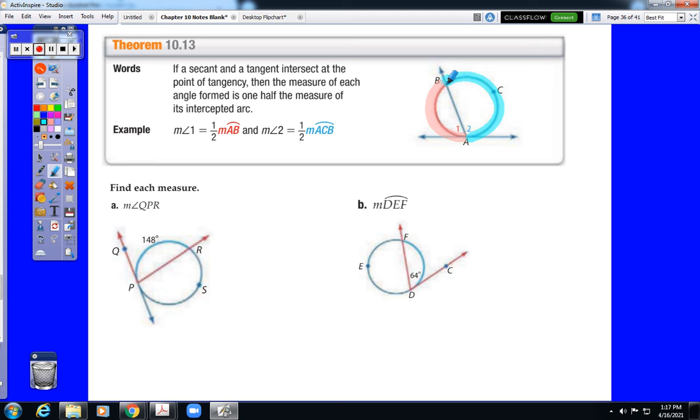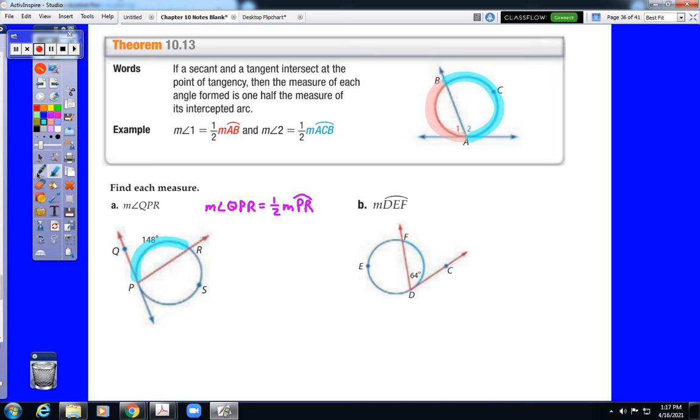Okay, so all we need to do is realize that the arc is twice the angle, that the angle is half of the arc. So a couple examples again: the measure of angle QPR. That's this angle right here, QPR. The measure of QPR is equal to half the measure of its intercepted arc, which would be arc PR. This arc right here would be the intercepted arc.